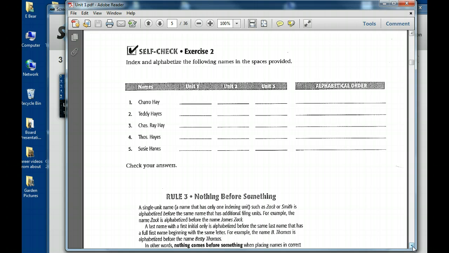Complete self-check exercise number 2. Check your answers on page 73.